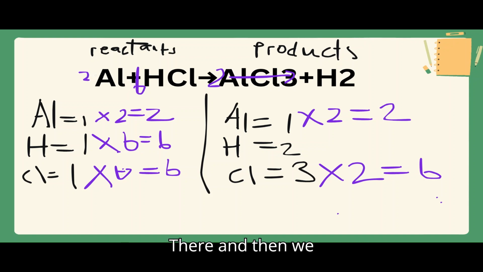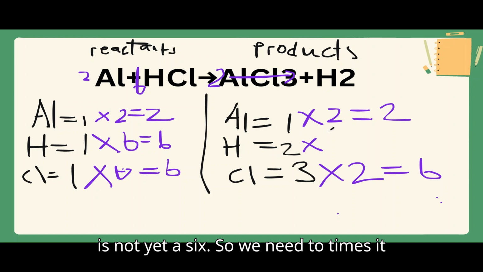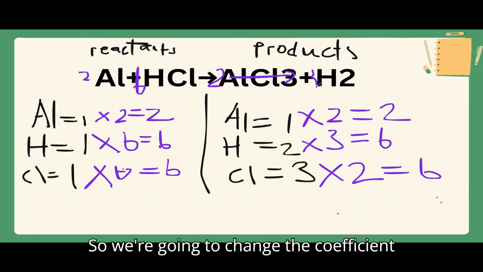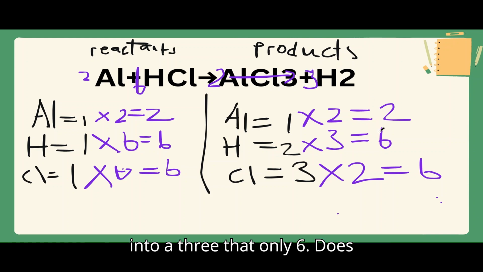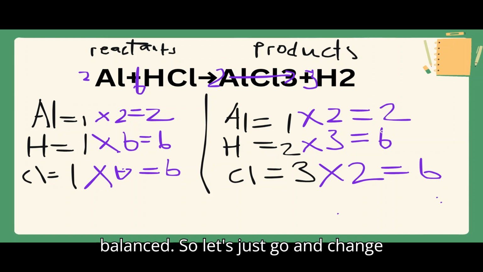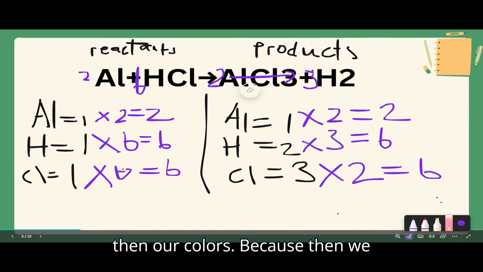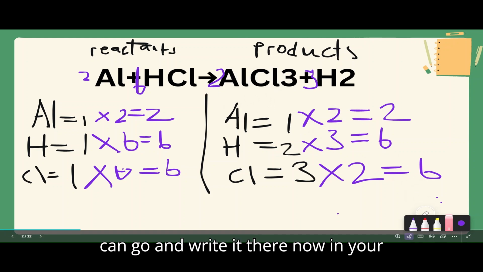And then we see something here. That 2 is not yet a 6, so we need to times it by a 3 to get a 6, so we're going to change the coefficient into a 3. That one is 6. Does it look balanced now? Yes, it's balanced.